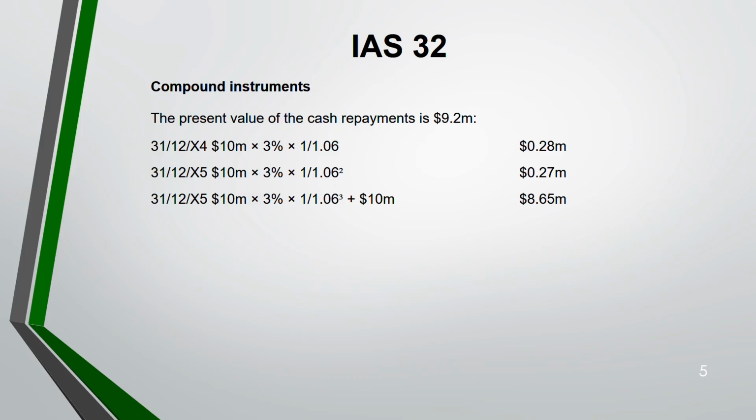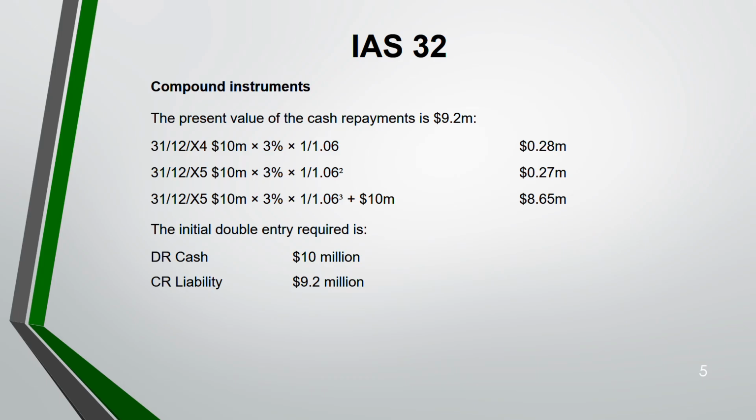And that's why you see your amount is more. It's 8.65 in the third year. So you will add all, that is your present value. When you add 0.28 plus 0.27 plus 8.65 it is 9.2 million, which is the present value of cash repayment. So the double entry will be, you should know the double entry: you debit cash because you're receiving cash, and you credit the liability 9.2. Now you see the difference? That difference is credited to equity, 10 minus 9.2, which is 0.8.